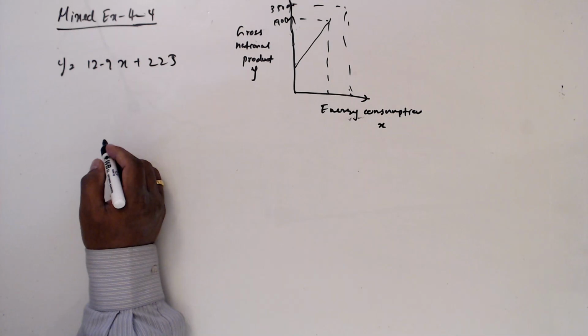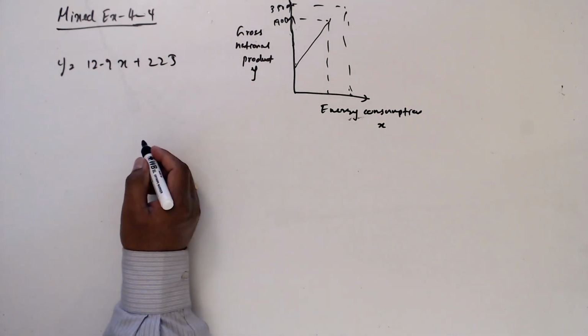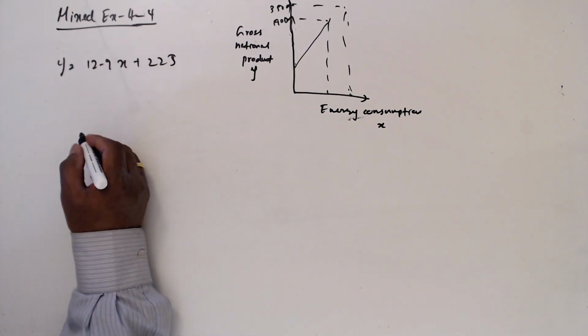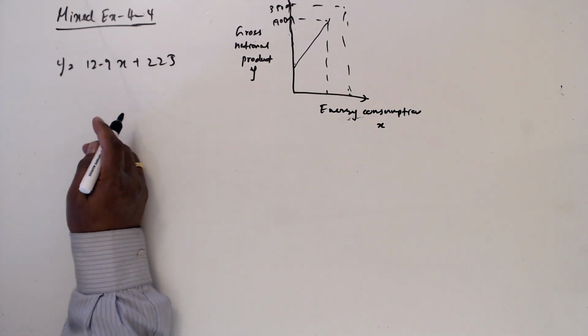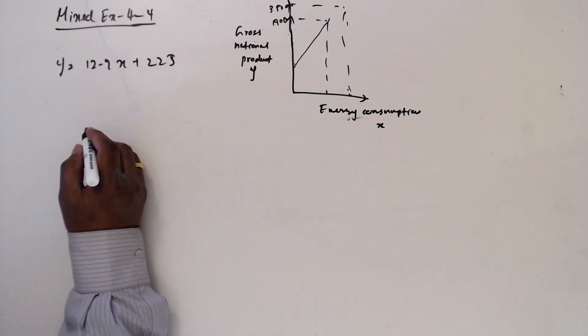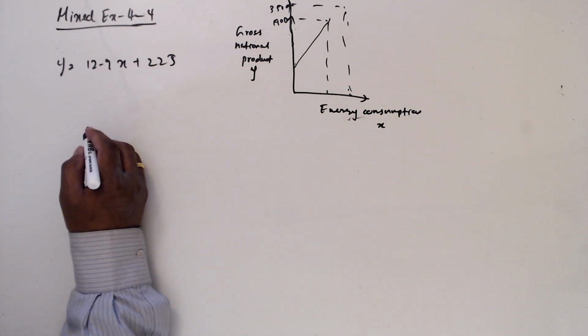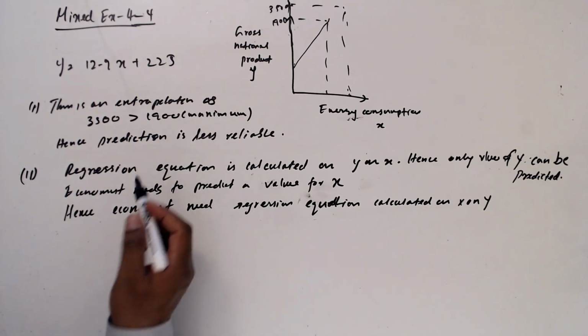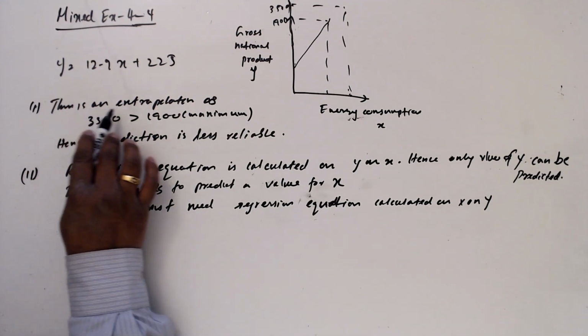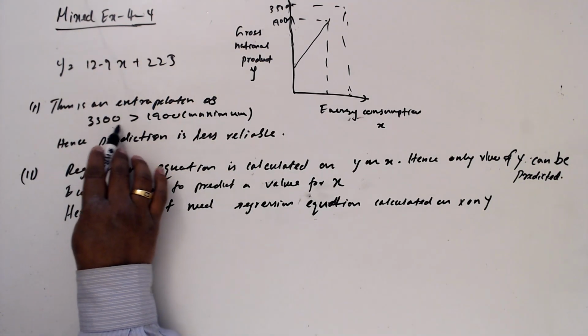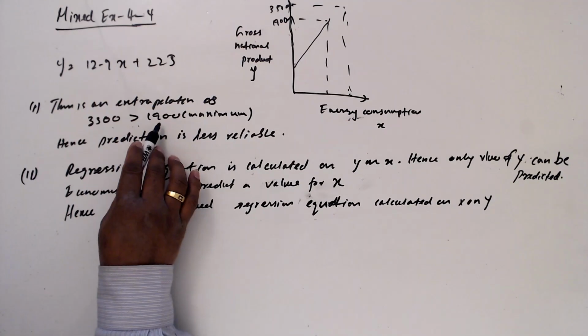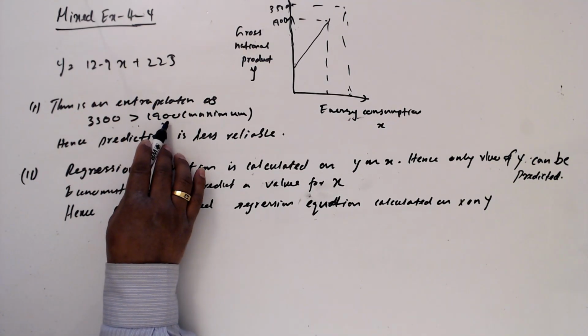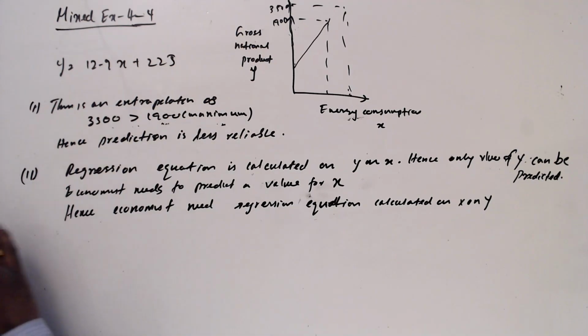The calculation has to be done externally. So this is going to be an extrapolation, and the prediction is less reliable. So we'll answer this one. This is an extrapolation, as 3500 is far greater than 1900, which is the maximum. Hence prediction is less reliable.